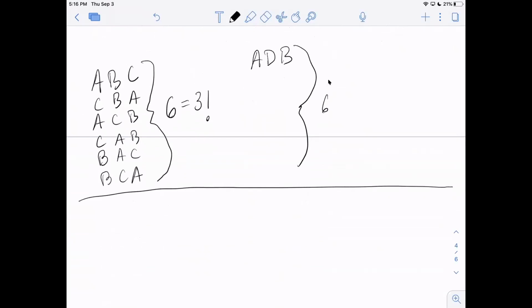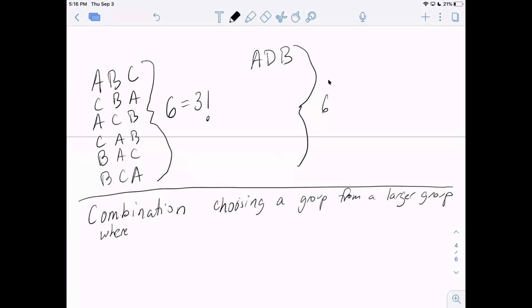So this is called a combination. It is picking, or choosing, a group from a larger group where the order doesn't matter.